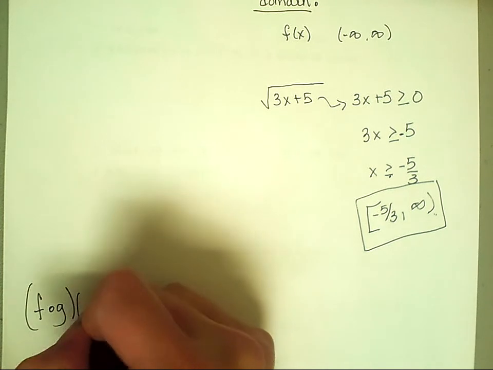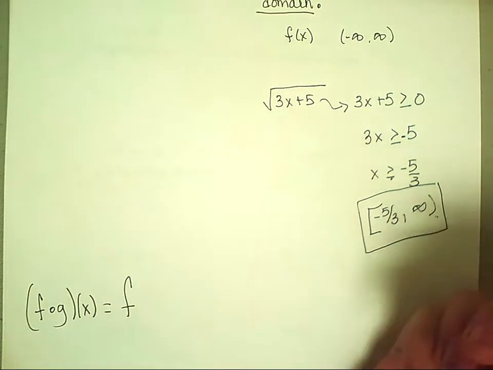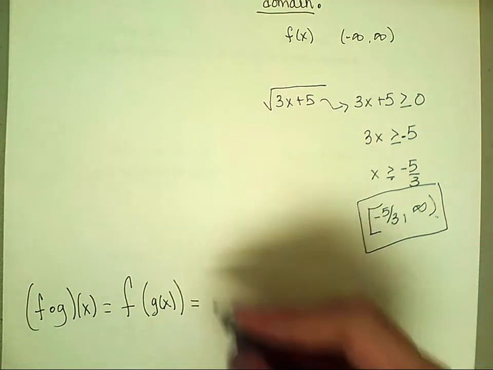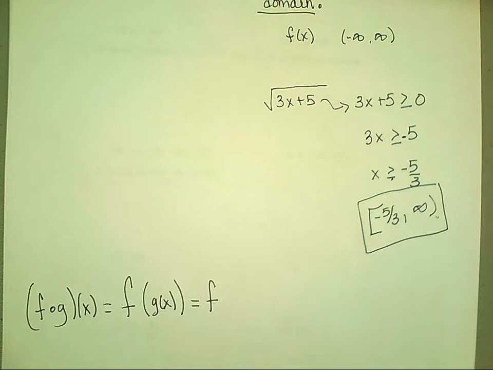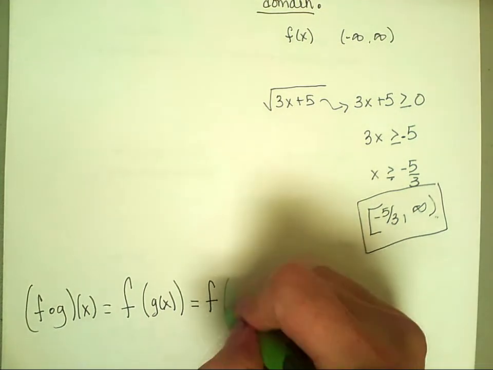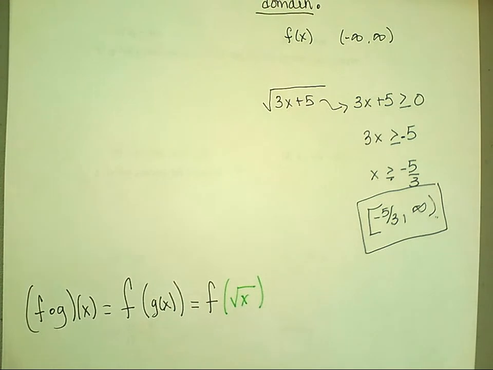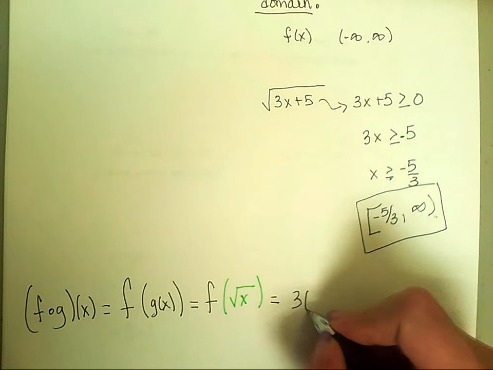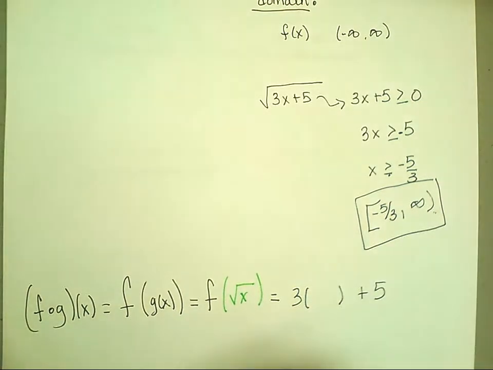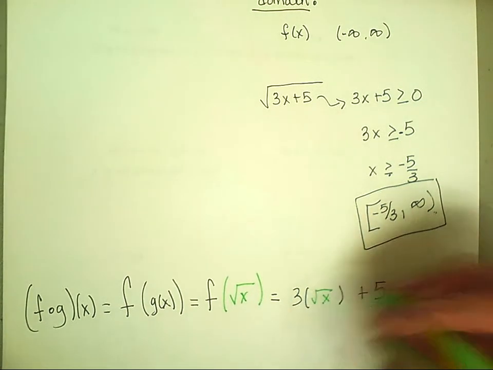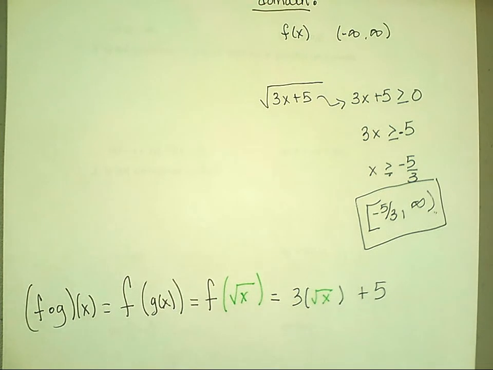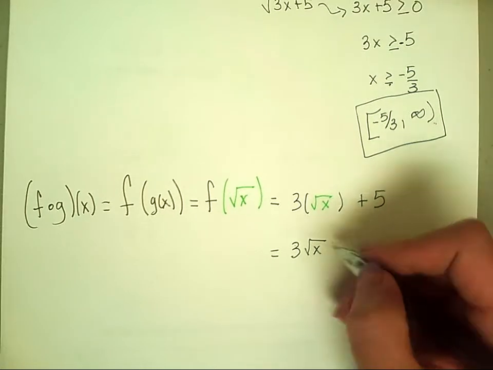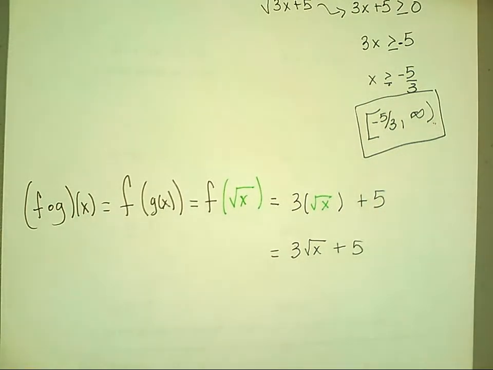Okay, let's go the other way around. Let's find f composed with g of x. So that means into f we're going to put g of x. So that is f, and g was the square root of x. Okay, so we're going to compose that with the square root of x. Now f has the form 3 times something plus 5, and that something is the square root of x, which we could just simply write as 3 square roots of x plus 5.